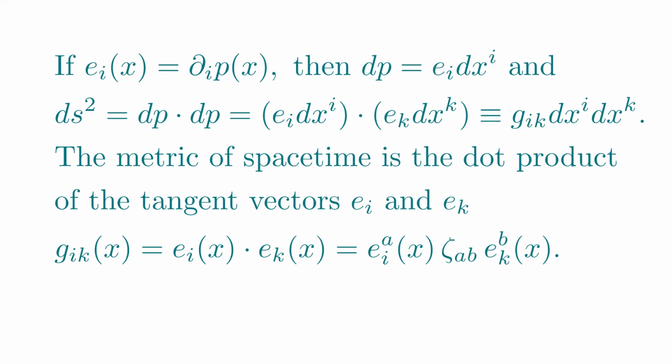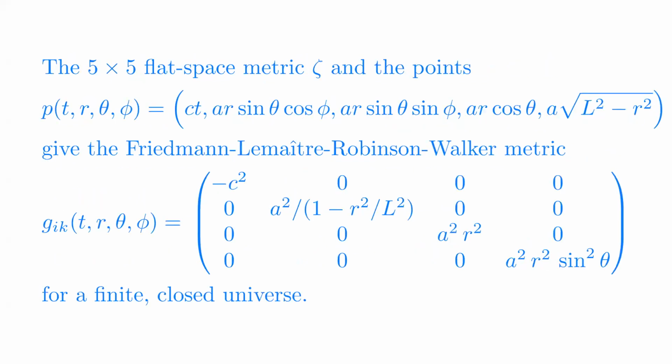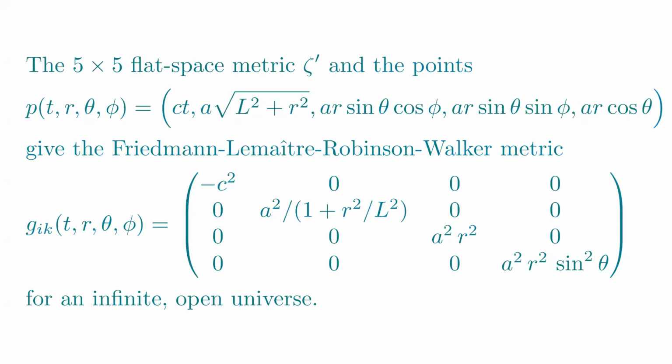You take the dot product according to the metric zeta or zeta prime, or whatever the metric is for the higher dimensional space-time, and it's all just minus one and then a bunch of pluses. What you get is the metric of space-time, where the metric of space-time is the dot product of these tangent vectors. If you use the metric zeta, a flat 5-dimensional space, the points look like this, and you use the previous formula, you get the Friedmann-Lemaitre-Robertson-Walker metric for a finite closed universe. If you use zeta prime, you get the metric for an open infinite universe.